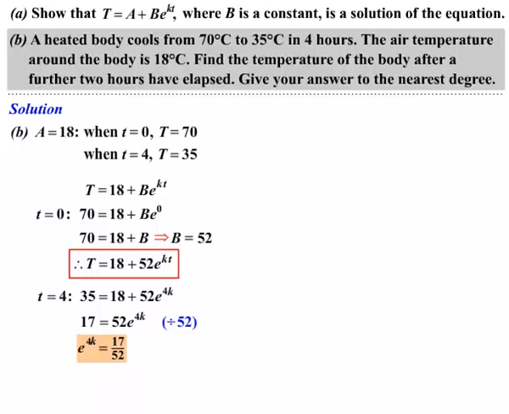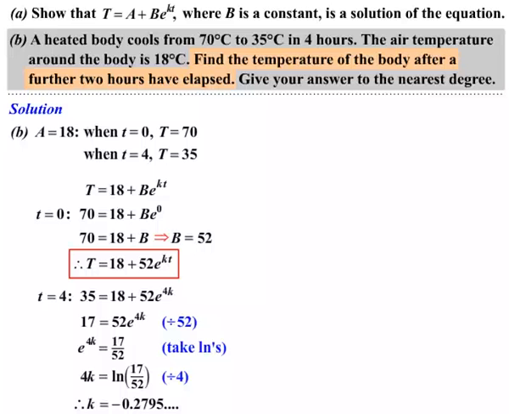Now, getting rid of that e, we need to take the log of it. So we'll take the logs of both sides. We get, on the left side, take the log, get rid of the e. We get 4k, and it equals the log of 17 over 52. Trying to get k by itself, so let's divide through by 4. We get, therefore, that k equals minus 0.2795. Now, that value of k we'll be using, so put that in memory.